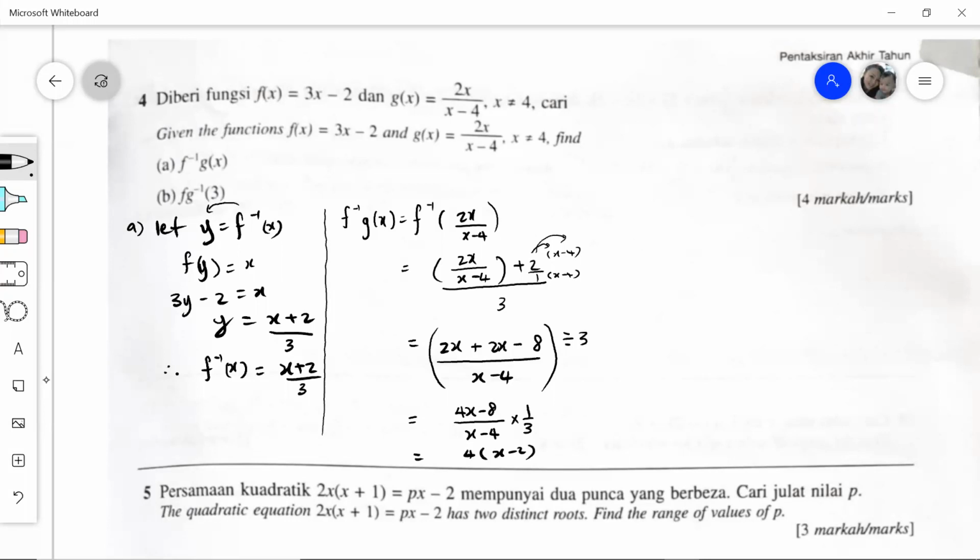4x minus 8 over 3 times x minus 4, where x can never be 4. That's it. So that's A. Next, B.